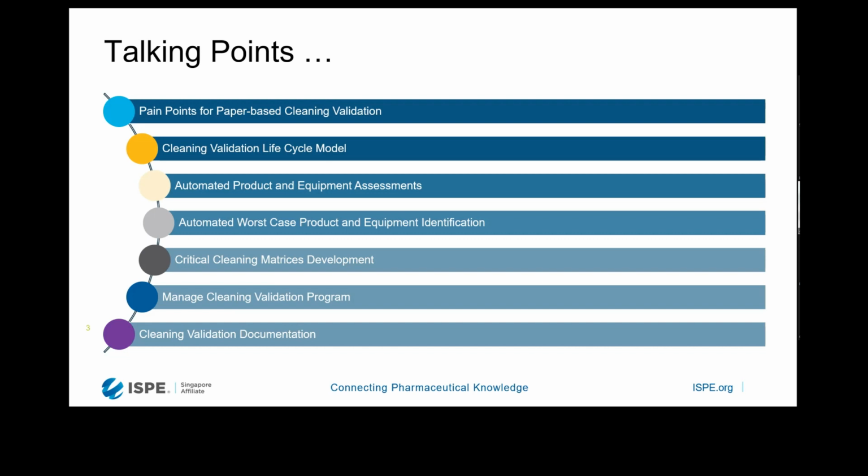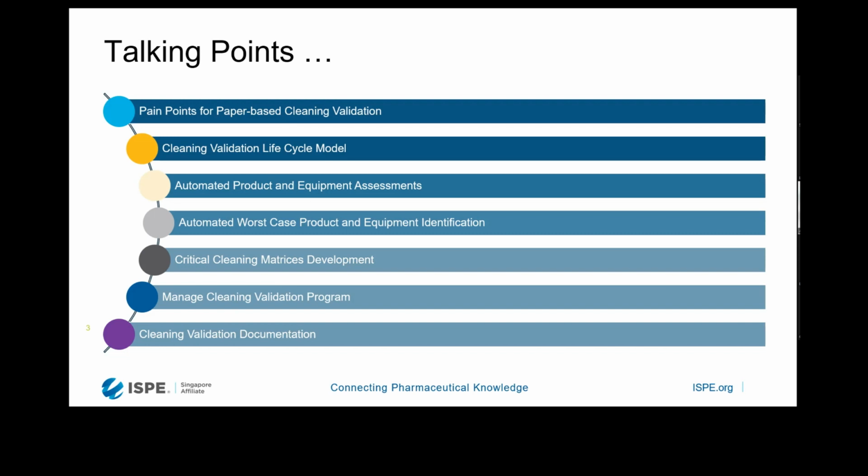And then obviously, to reduce your validation effort, you will be doing worst case product and worst case equipment identification. Say there are 100 products and 5 product families, because you follow this approach. Out of those 5 product families, there is one worst case product. What you would do, how you would do it, and how digitization can help, we'll talk about it.